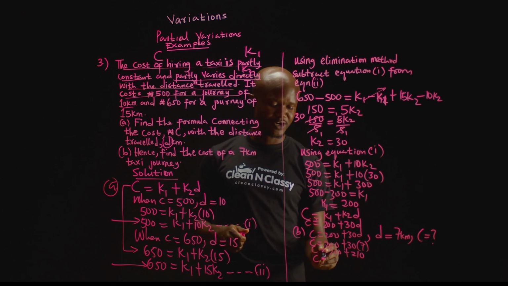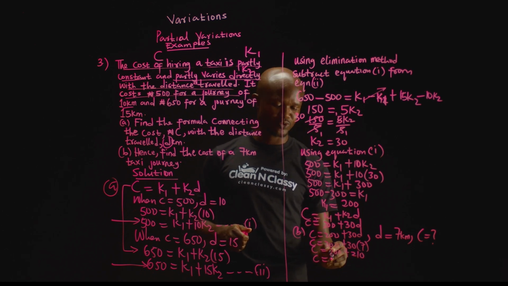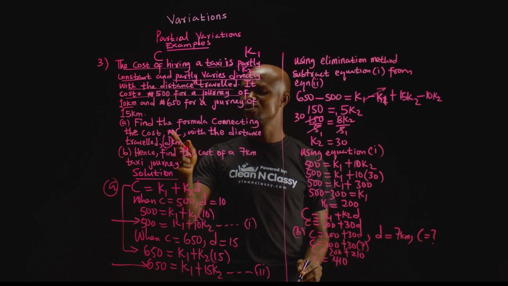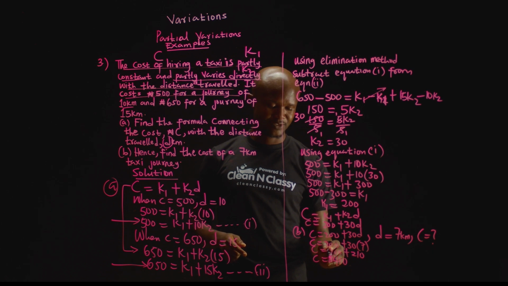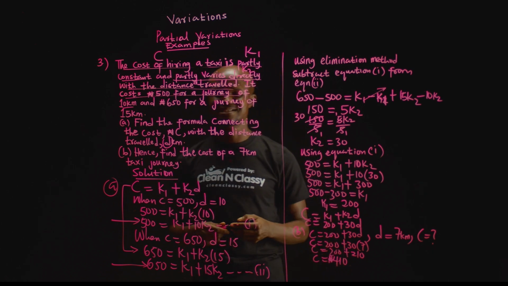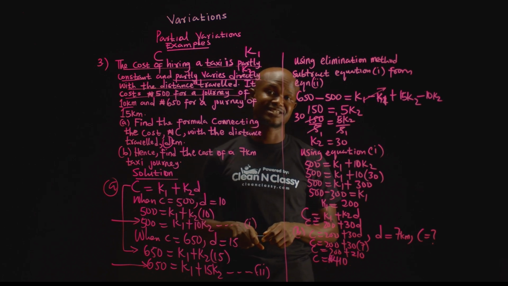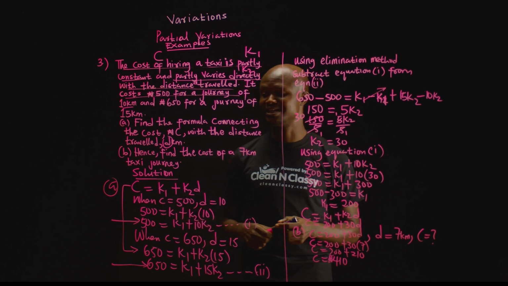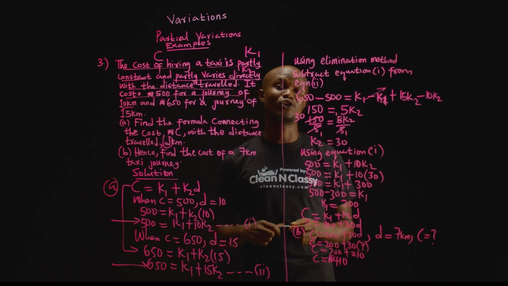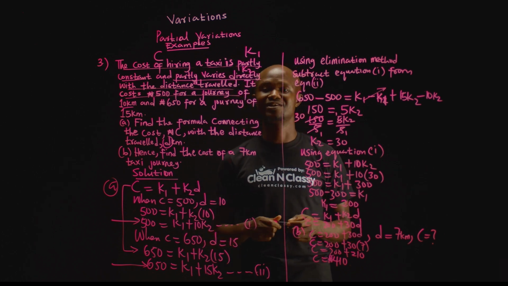Then 200 plus 210 will give us 410. What is the unit of C? Naira. So it means that when the distance covered by the taxi is 7 kilometers, the cost is 410 naira. Thank you.